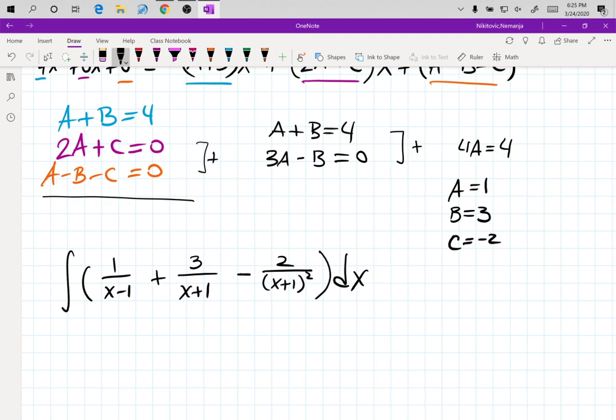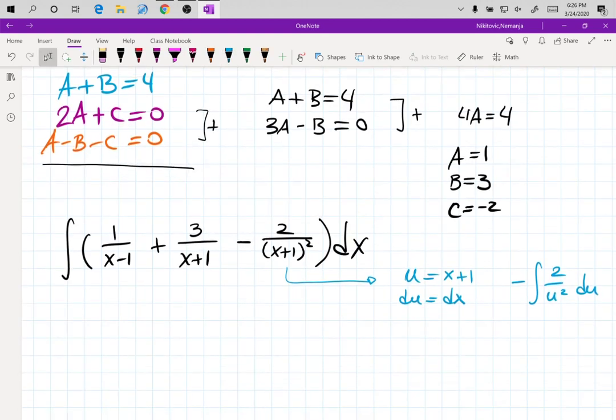These are 3 separate integrals. And all we do is we integrate each one individually. First two are a joke, but the third one over there, you hope you see u substitution, right? So we have to u-sub this one. u equals x plus 1, du equals dx, which means that we would be dealing with negative integral of 2 over u squared du. So that will be our integral at the end.